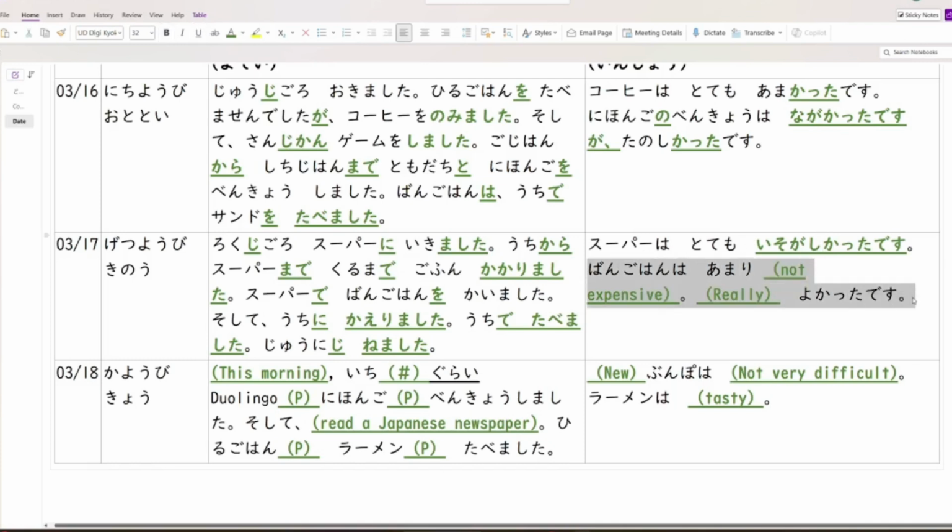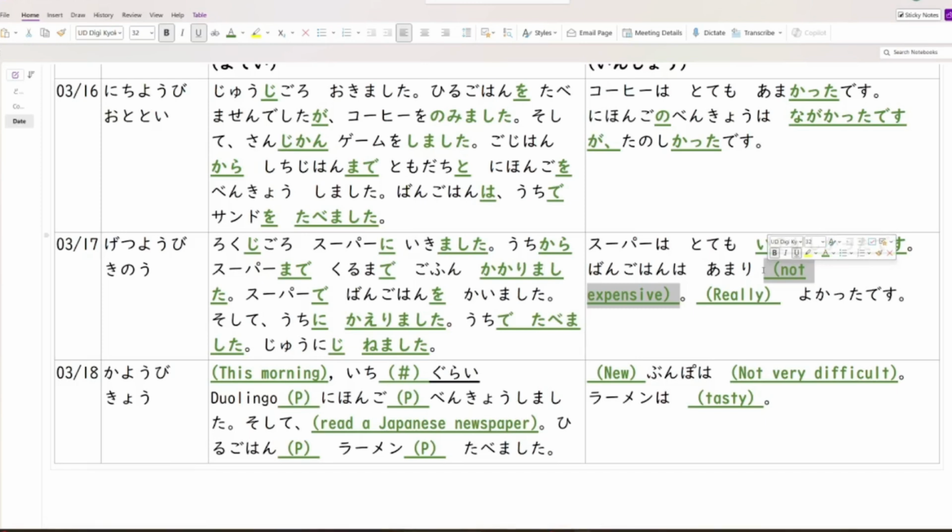Okay, 次. 晩ご飯はあまり and then we not expensive, not expensive. We said long before, right? That was 長い. And for expensive, I know you could just use tall. Am I using the same word? Yep, same word. But I'm making it negative, right? Yes.